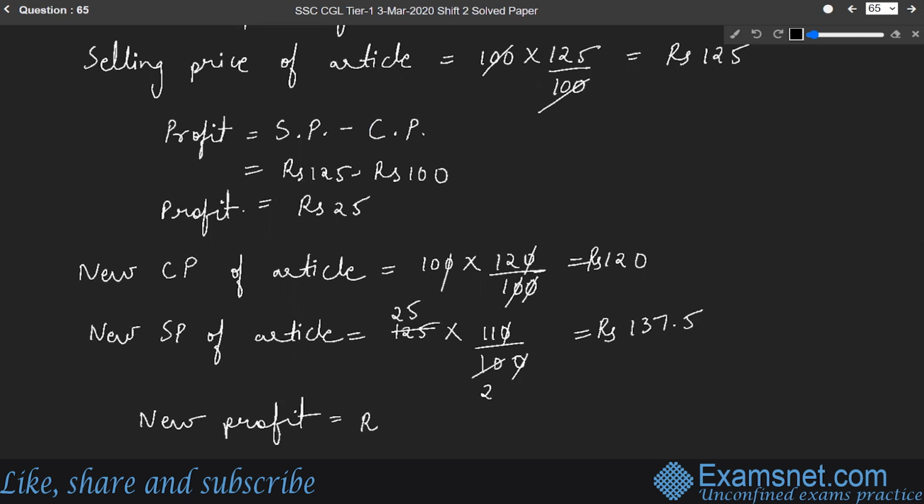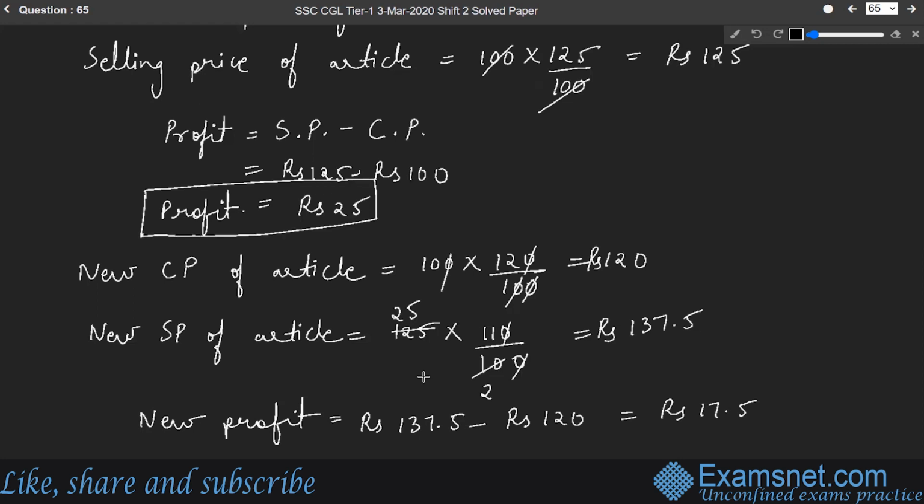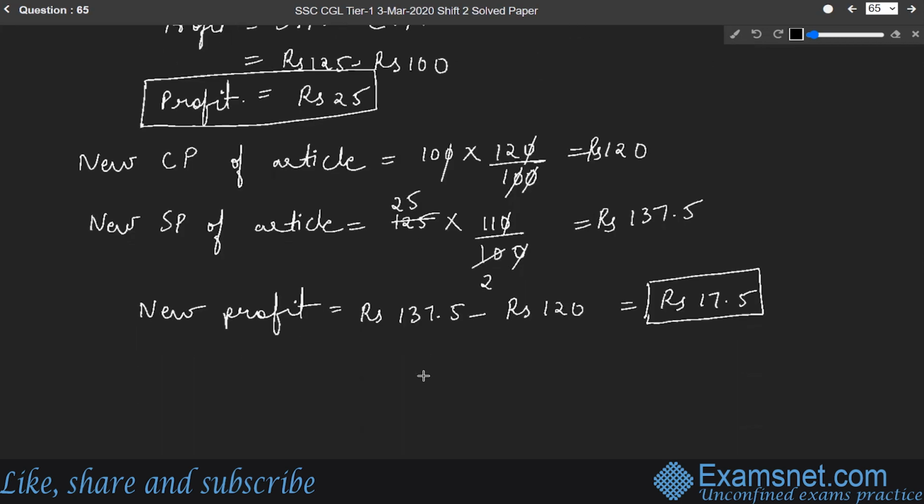What is the new selling price? Rupees 137.5. What is the new cost price? Rupees 120. So when we subtract this, we get rupees 17.5. So we have two different profits. This is the profit when the selling price was 25 percentage above the cost price, and this is the profit when the cost price is increased by 20 percentage and selling price is increased by 10 percentage. We have to find the percentage profit, means the profit percentage.